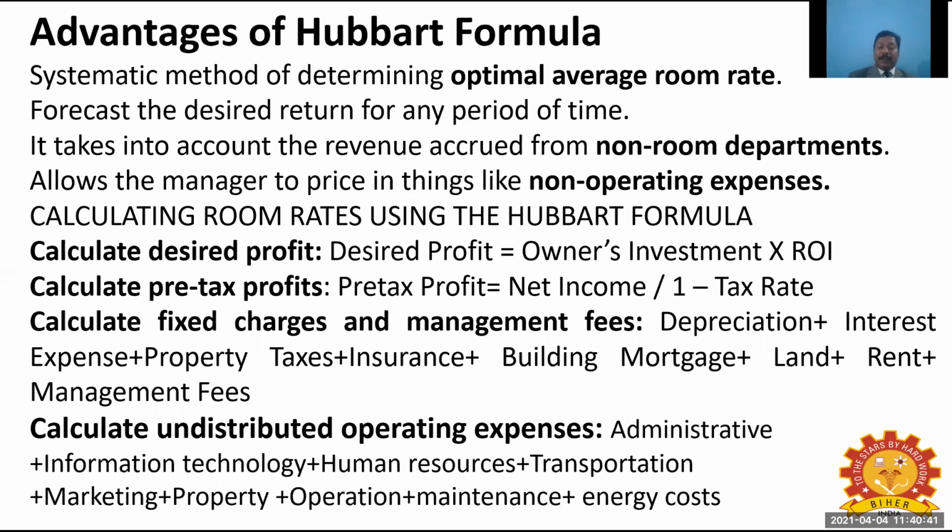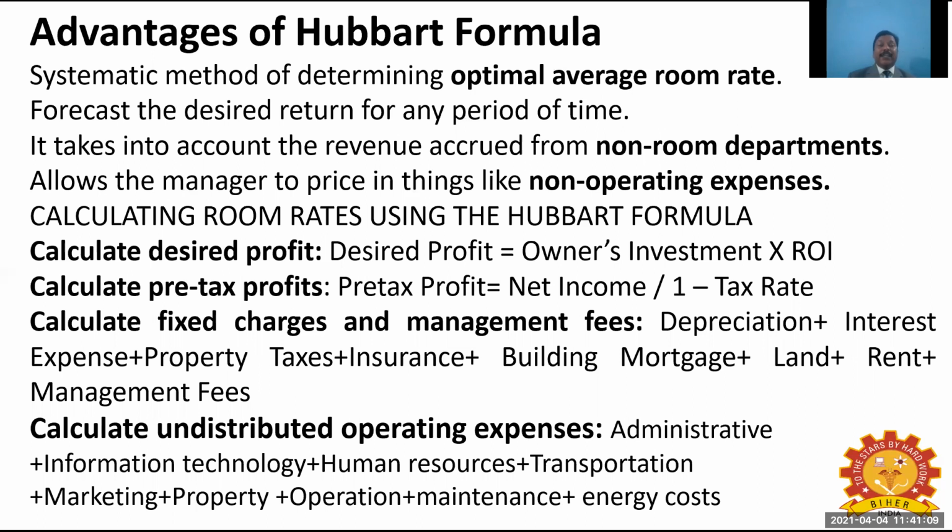Calculating room rates using the Hubbard formula. Calculate the desired profit. So desired profit is equal to owner's investment into ROI. Calculate pre-tax profits. Pre-tax profit is the net income divided by 1 minus tax rate. Calculating fixed charges and management fees: depreciation plus interest expense plus property taxes plus insurance plus building mortgage plus land rent plus management fees.